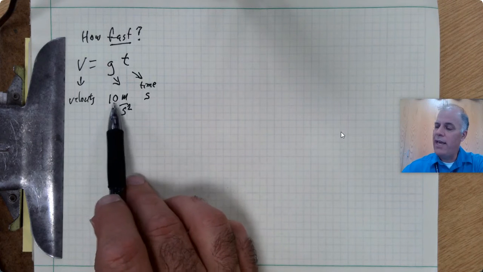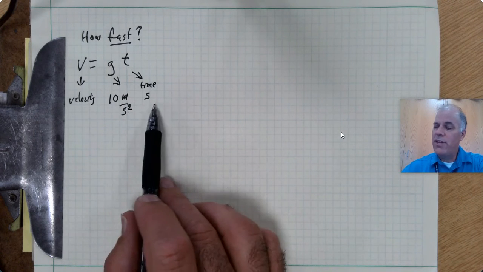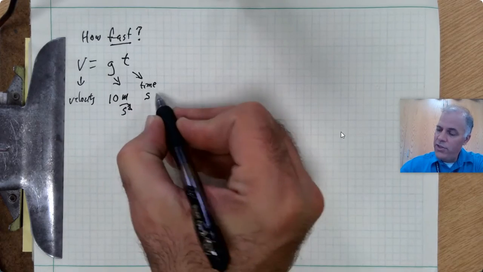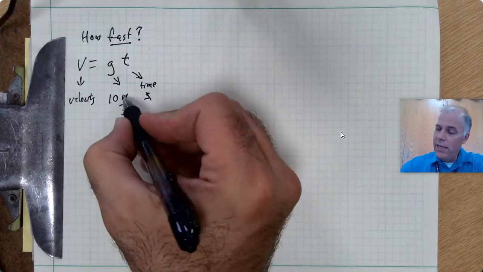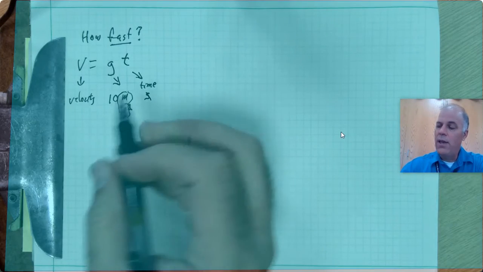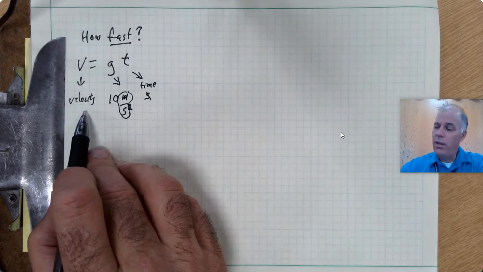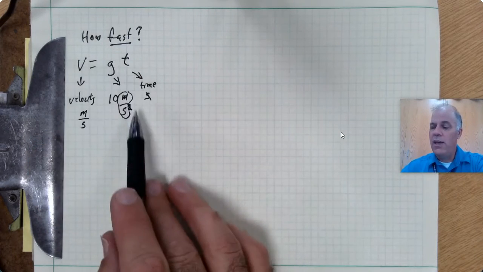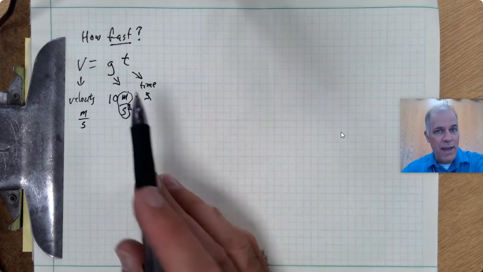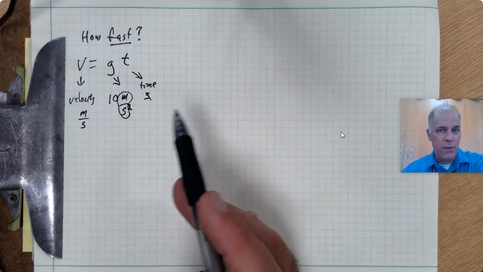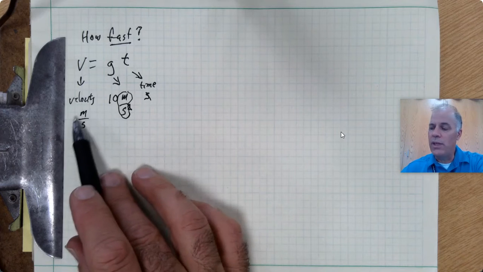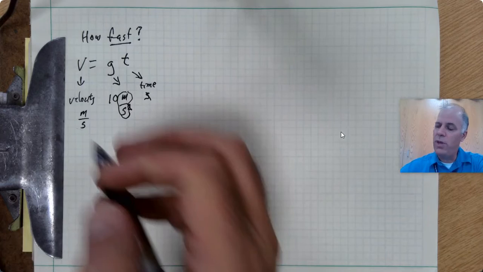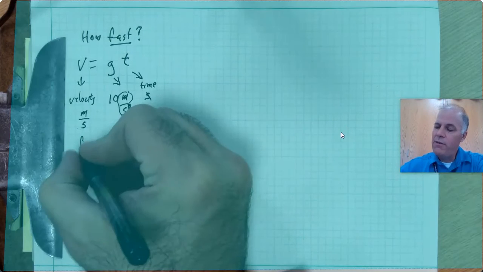Now, if you look at this, we have 10 meters per second squared, and it's times seconds. So one of these seconds will cancel out, and it'll leave us with meters per second. And velocity, as you probably recall, is always in meters per second. So this equation, v equals gt, if you have the variables plugged in right and you're multiplying where you should be multiplying and dividing where you should be dividing, will give you a velocity or a speed in meters per second.